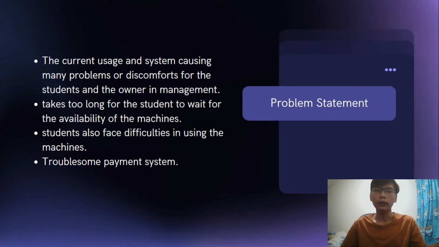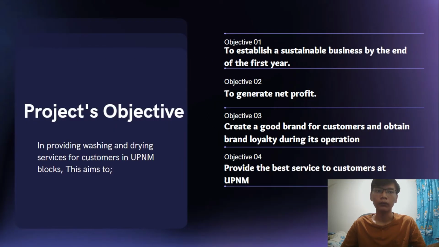So the problem statement: the current usage and the system cause many problems or discomfort for the students and the owner in management. It takes too long for the students to wait for the availability of the machines. Students also face difficulties in using the machine, and some of the payment system is troublesome.